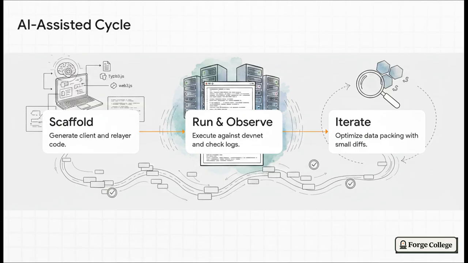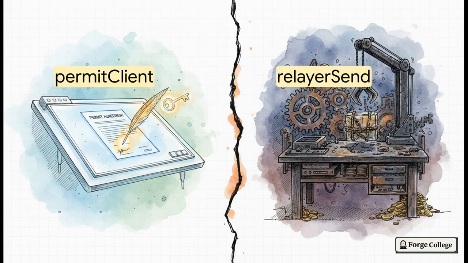Step 1, you scaffold the files. Step 2, run it against a local validator or devnet and watch those logs. And step 3, iterate. Ask for small diffs to optimize your data packing instead of rewriting the whole file from scratch. And notice this clear division of labor right here. We split this into 2 files to mimic a true production setup. Your permit client.ts is your front end.